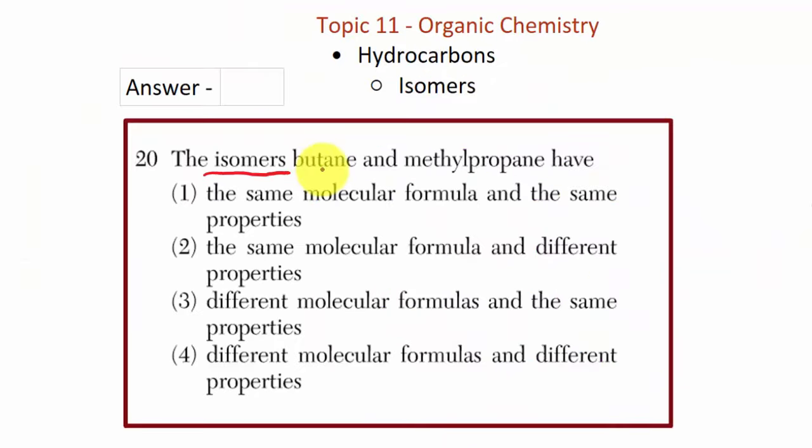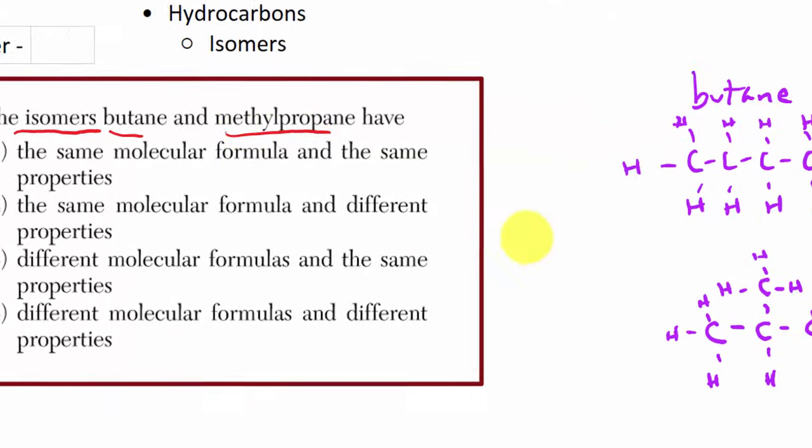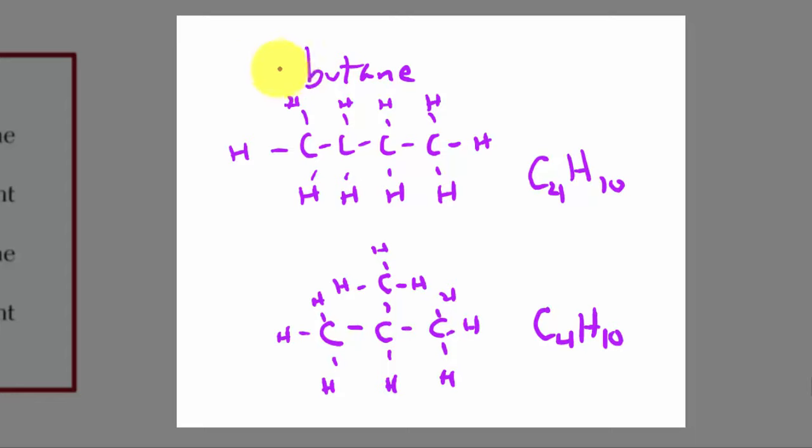Now, I've taken the effort to draw out a butane and a methylpropane molecule over here for you. Your standard butane molecule, this one, has 4 carbons in a row, completely surrounded by 10 hydrogens. So the formula is C4H10, but the structure is this straight line of carbons.